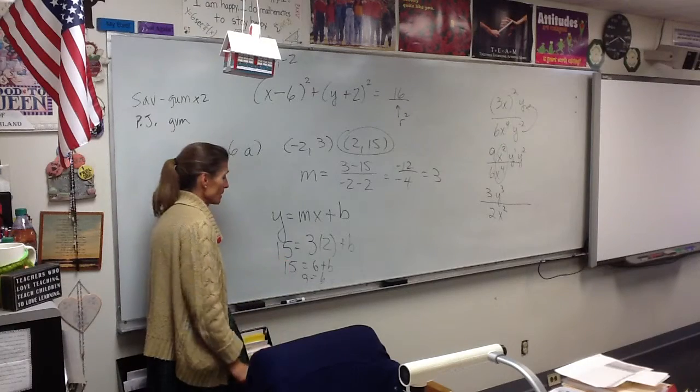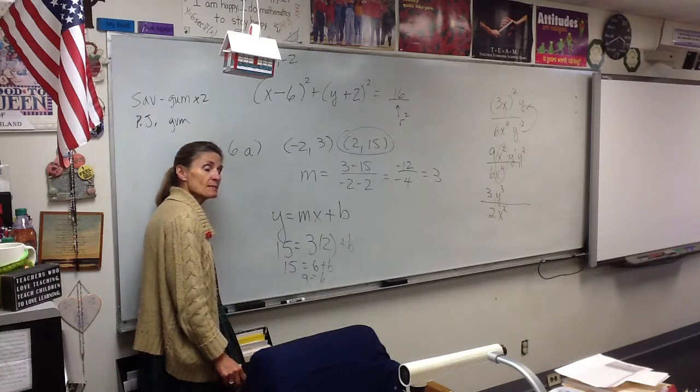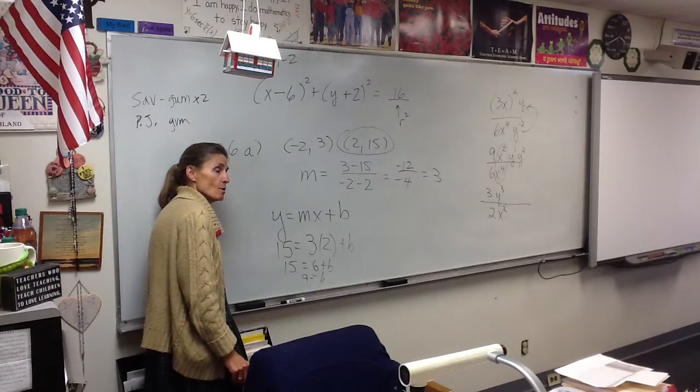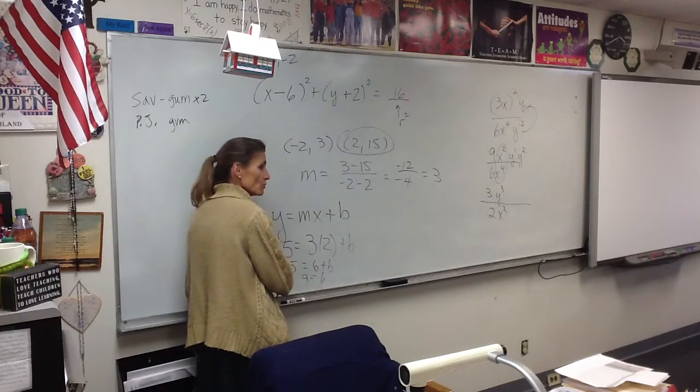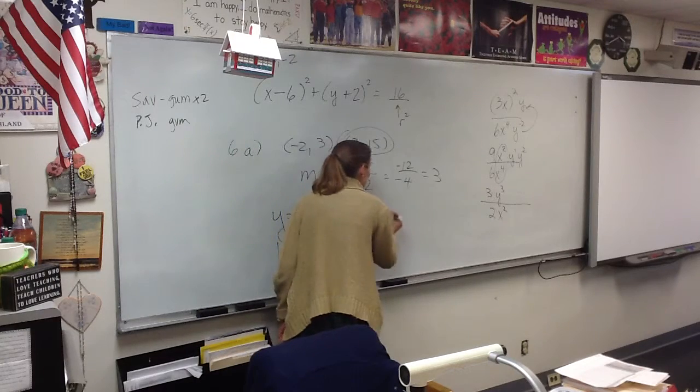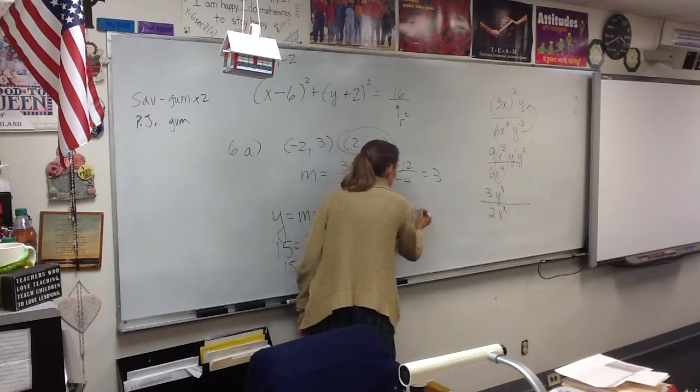No, it's okay. So the intercept is 9. What's the equation of our line then? Don't stop here. You haven't written the line. Y equals 3x plus 9.